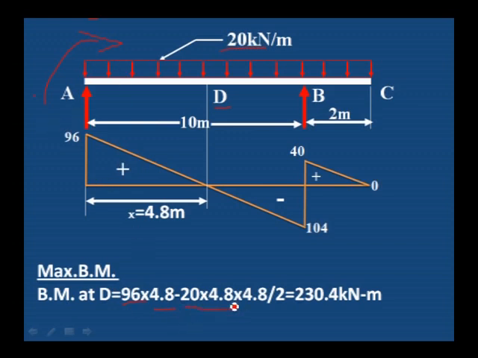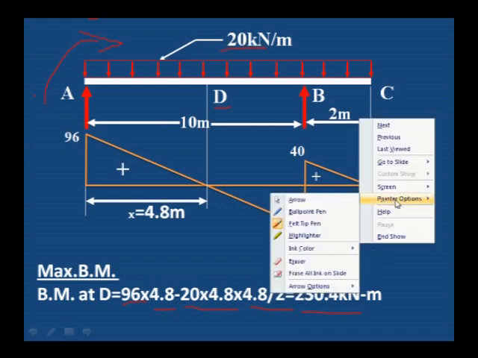Minus 20 into 4.8, which is the distance up to which the UDL is acting, and 4.8 divided by 2 is the distance where it acts, at the center of the UDL. Therefore, the bending moment at D is equal to 230.4 kilonewton meter, which is the maximum bending moment.